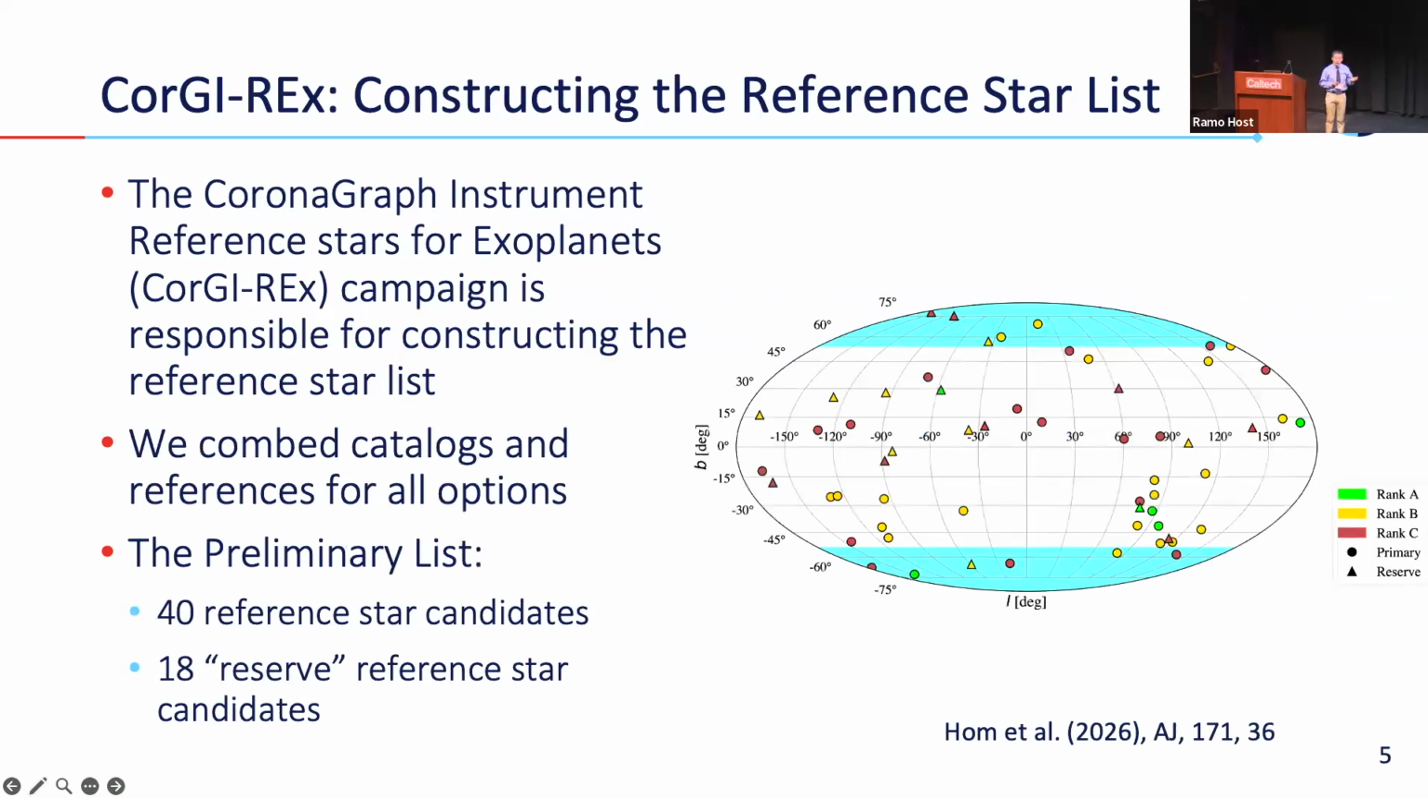And here they are distributed on the sky. This is in ecliptic coordinates. And the colors actually correspond to what are called ranks. And so, not all of these reference star candidates are created equal. There are varying degrees of evidence suggesting that these reference stars could have a companion around them that may be problematic for us. And so rank C is the highest likelihood or highest evidence that there may be a companion, but so far not confirmed. Rank A is, it looks pretty good.